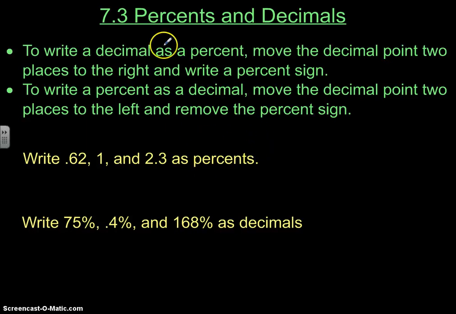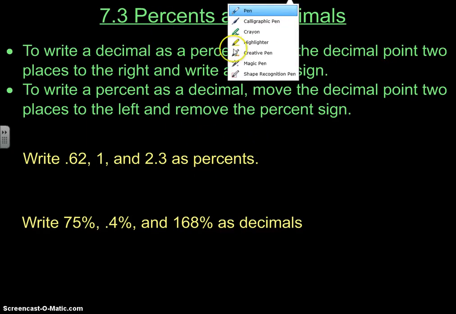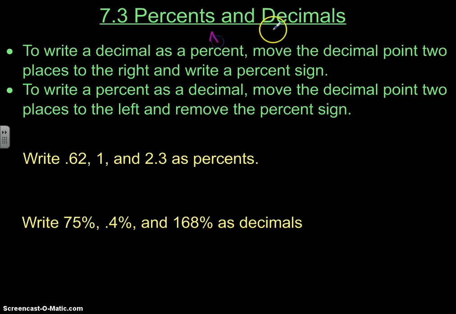Okay, today we're looking at percents and decimals. Let's see, I'm trying to get my marker working, make sure we got everything going. This is 7.3 in our book, and we're looking at the relationship between percents and decimals. There are two things we need to look at. Two things you already know, but we're going to review.